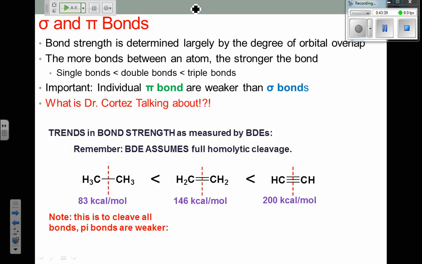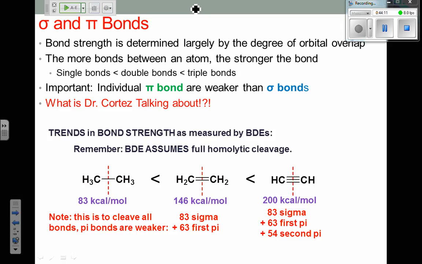However, if we look individually, this total bond energy is coming from the 83 from the sigma bond and 63 for the first pi bond. And if you notice, it's easier to break a pi bond. And here, we're looking at 83 for the first sigma, plus 63 for the first pi, plus 54 for the second pi. So electrons in our pi orbitals are much more readily available for reactions. It's easier to break them.